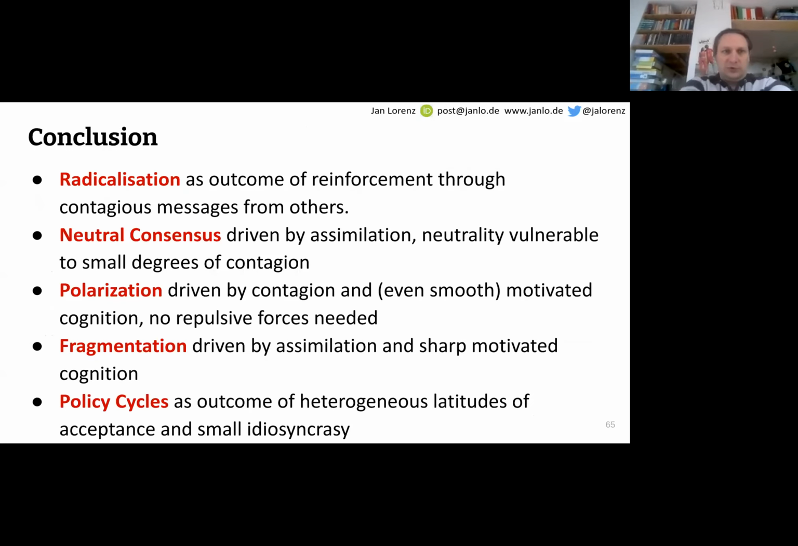So with this, I would like to conclude, not showing the other two, three things in the model, which basically all have not so drastic consequences. The main things on radicalization, neutral consensus, polarization or fragmentation are explained by this mix between contagion and assimilation and motivated cognition, including the sharpness. The fragmentation only comes with sharp motivated cognition, that's important. Polarization is driven by contagion, of course, and even smooth bounds are enough. Repulsive forces you don't need. Of course, if you add them, they also work.